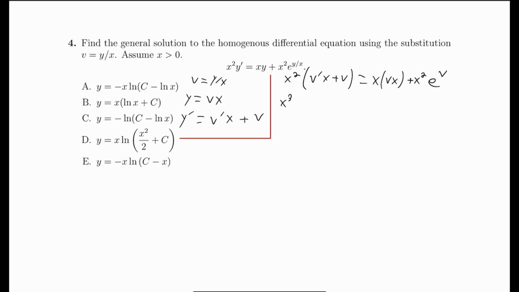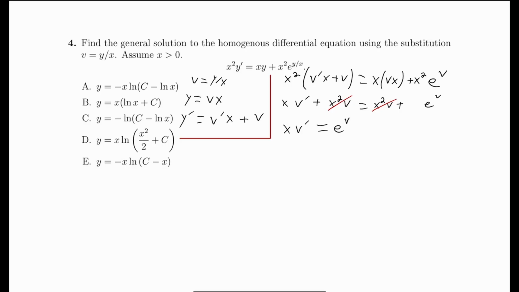We'll get x cubed v prime plus x squared v is equal to x squared v plus x squared e to the v. You'll see those two terms are the same, they cancel out from both sides, and we can get rid of an x squared on both sides from those two terms and just be left with x and e to the v. So x v prime is equal to e to the v.